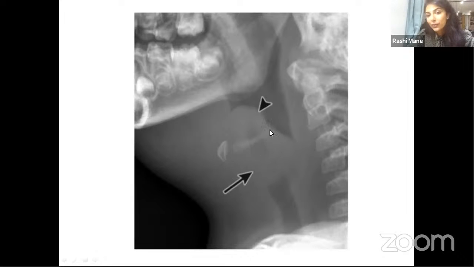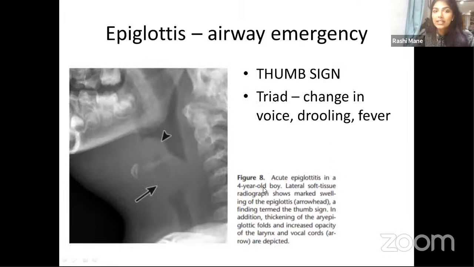Like I mentioned before, this is your epiglottis just below there. So you can see all of this extra tissue around that. This is known as epiglottitis, and this is an airway emergency. This sign that you're seeing around the epiglottis when there's so much swelling is known as the thumb sign.